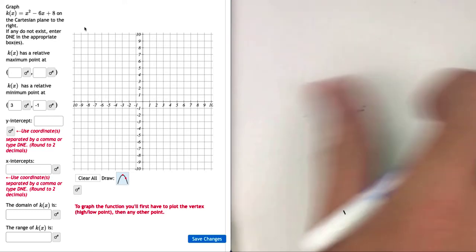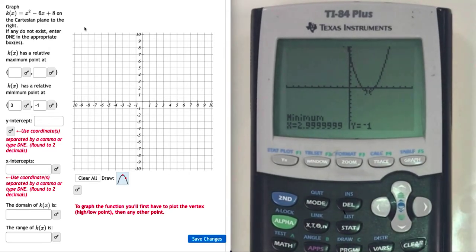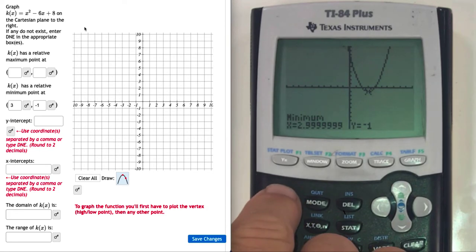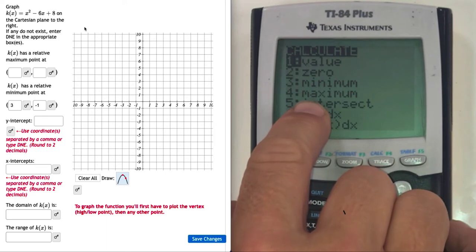But this question has a parabola opening up, as you saw on the original here, so that was a minimum, all right? And then the maximum, if it happened to be an upside down parabola, it would have looked like this. You would have chosen this option for maximum instead, okay?